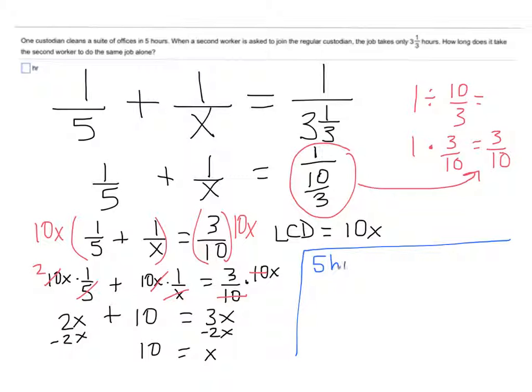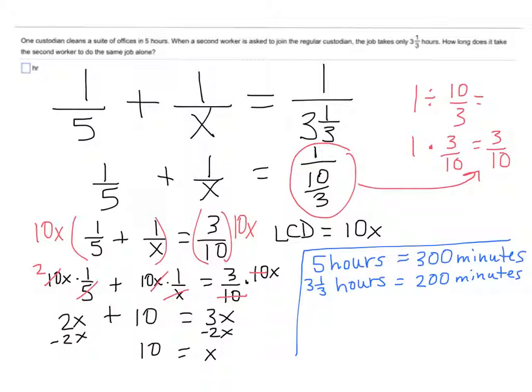So 5 hours, and then you can write your equation. 5 hours is the same as, and there's 60 minutes per hour, so 5 times 60 is 300 minutes. And then 3 1/3 hours, 3 hours is 3 times 60, which is 180 minutes. And then a third of an hour is 20 minutes. There are 3 sets of 20 minutes in your hour. So you've got 180 plus another 20 minutes, so you end up with 200 minutes if you convert 3 1/3 hours, or just multiply 3 1/3 times 60.